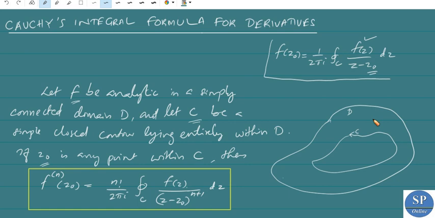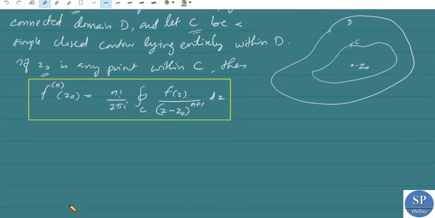And z0 is any point inside this C. Then we have this formula. This formula is called Cauchy's integral formula for derivatives, that is for the derivative at the point z0. Okay. We can do a problem.